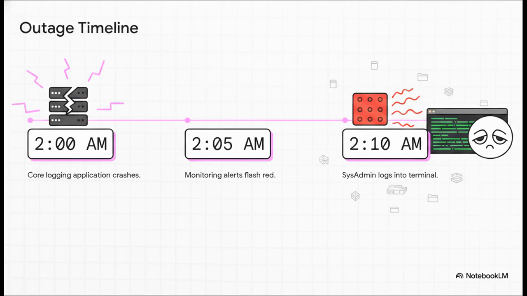Picture the scene. It's 2 a.m. Out of nowhere, the core logging application for your infrastructure completely crashes. By 2:05, your monitoring alerts panel is just flashing bright red. It's a critical situation. So by 2:10 a.m., you're logged into the terminal, rubbing the sleep out of your eyes, dealing with that familiar 2 a.m. adrenaline spike, and you are ready to troubleshoot a live production outage.